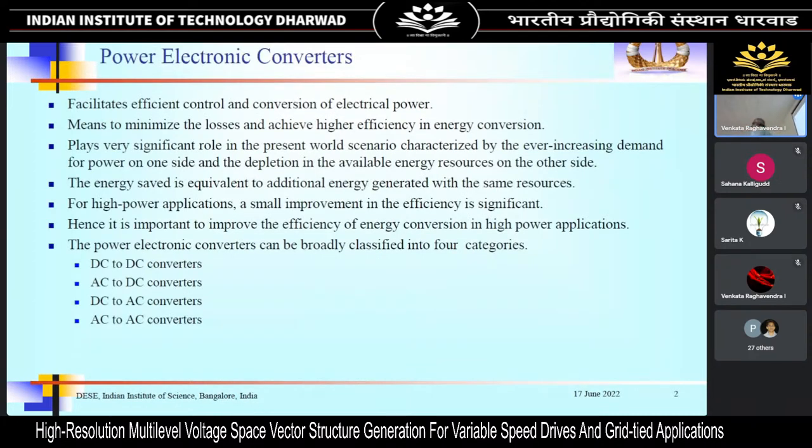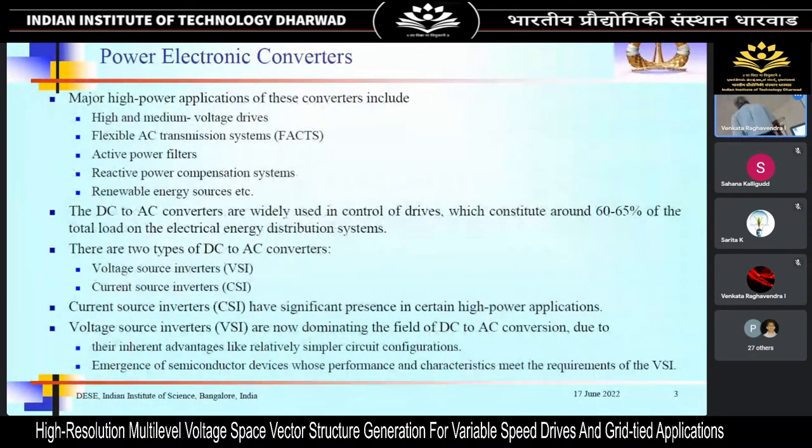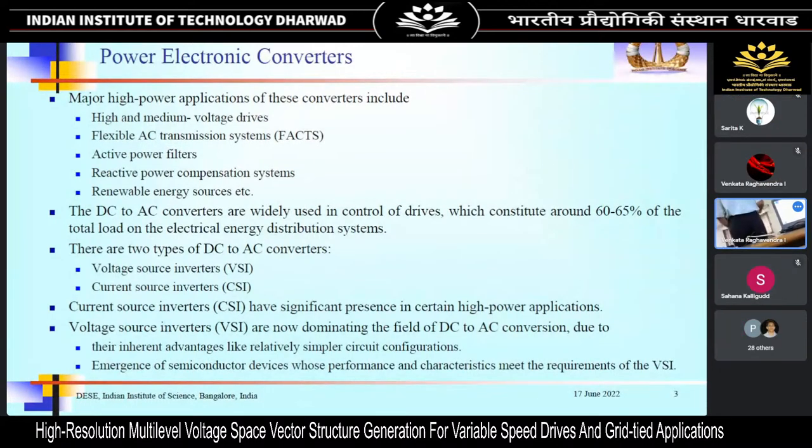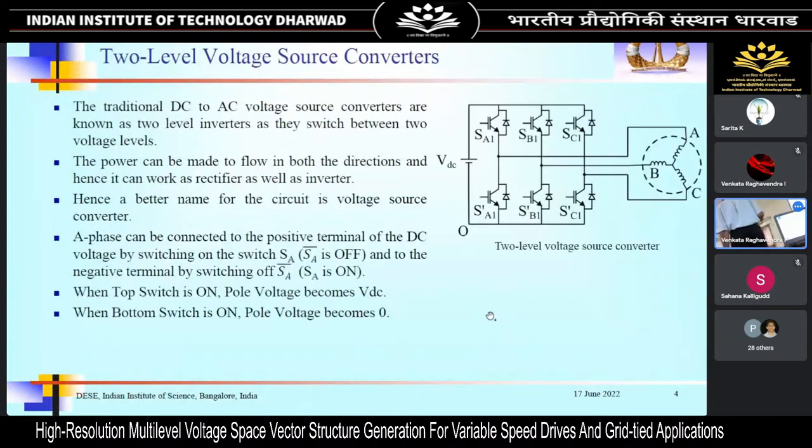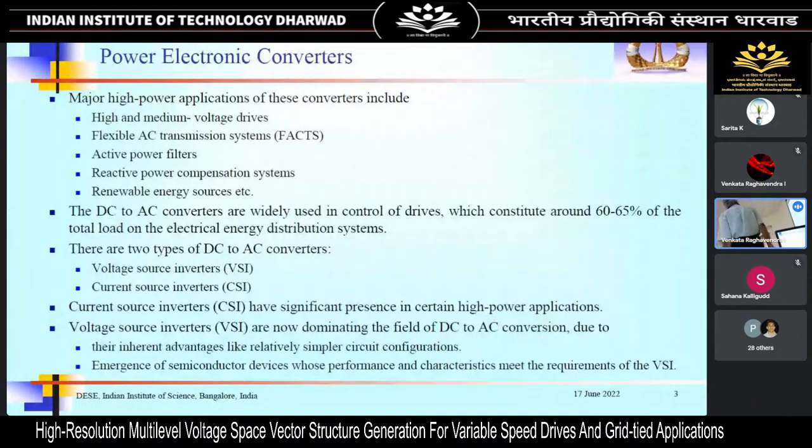Then power converters. These are general lectures, you know it. Converters for electric power: there are very common DC to DC converters, AC to DC converters, like SMPS. AC to DC converters are controlled rectifiers. DC to AC is inverters. AC to AC is cycloconverter. But I'll be focusing on that. Major applications are medium voltage drives, flexible AC transmission, active power filtering, reactive power compensation, and renewable energy. These are some of the application areas of power converters.